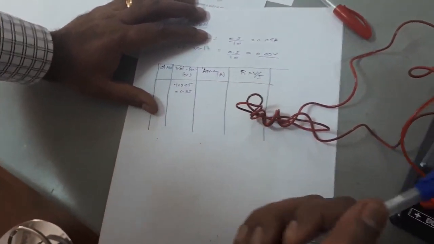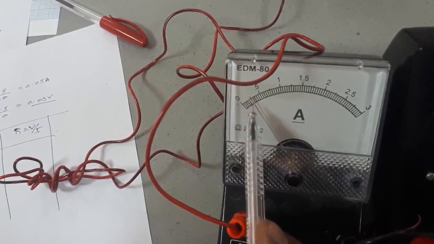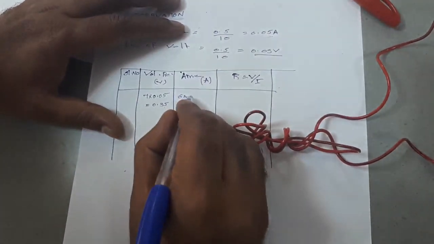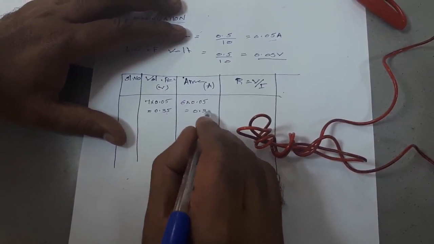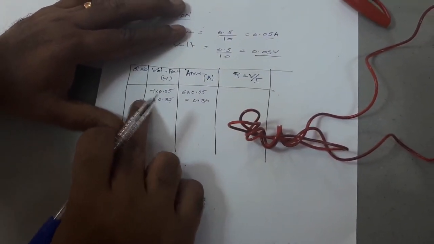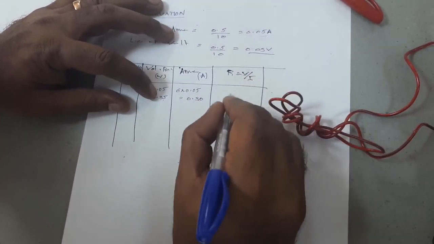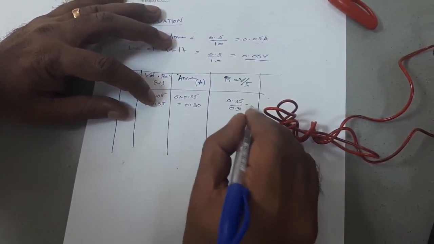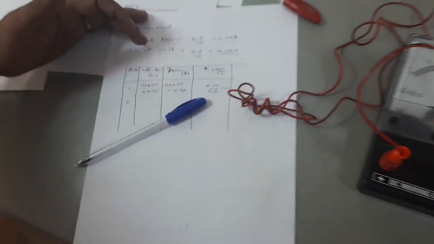So it's 0.35 volt, and the corresponding ammeter reading 0, 1, 2, 3, 4, 5. It is on the 6th line. So it is 6 into the least count 0.05, so 6 into 0.05 is 0.30 ampere. So voltmeter 0.35 and ammeter 0.30. Now you can calculate the resistance. 0.35 divided by 0.30, that much ohm. So your first set of readings is over.